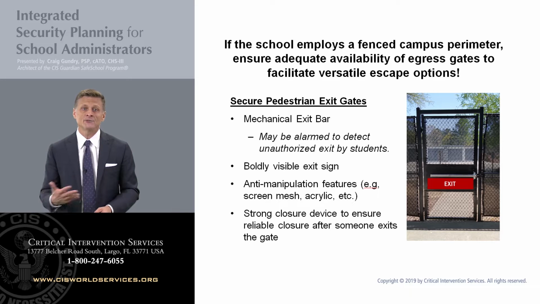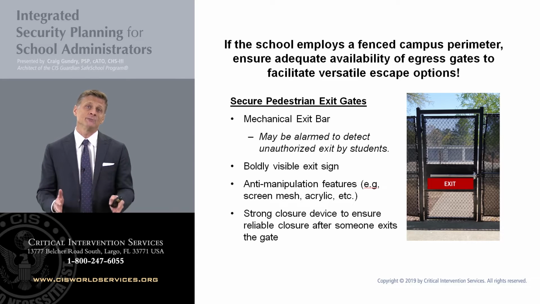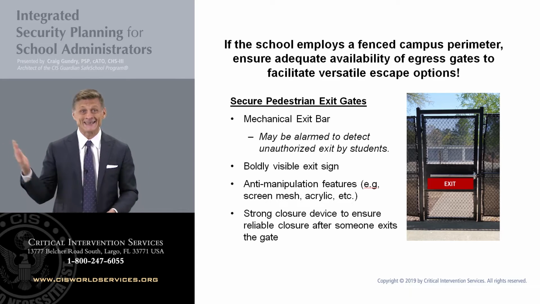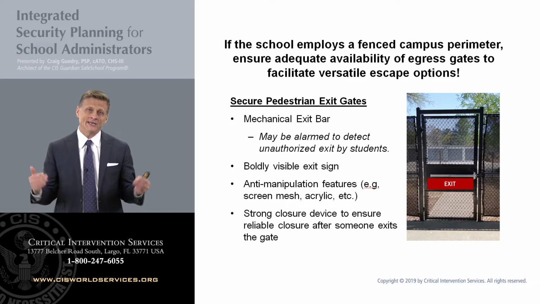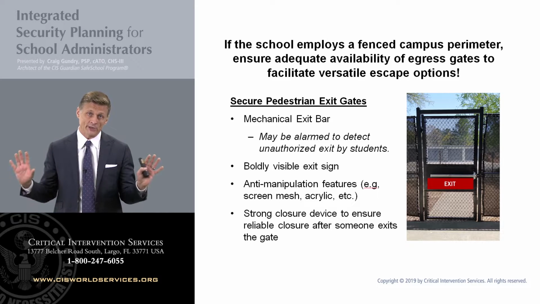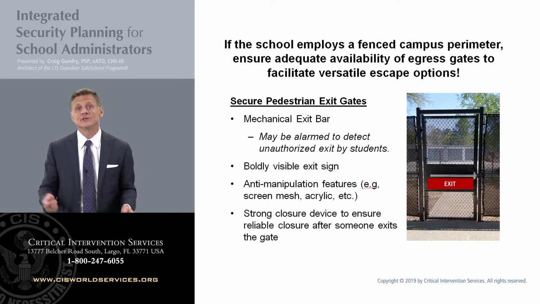A simple design for a secure pedestrian egress gate would have a mechanical exit bar so that it can be easily manipulated by students for exit purposes. Now, if we are concerned about younger children, perhaps in an elementary school, exiting the campus without being recognized by an adult, then using a mechanical exit bar with an audible alarm could address that problem. I would also ideally recommend having some type of boldly visible exit sign, as well as exit signs along the perimeter directing people to the nearest egress point.